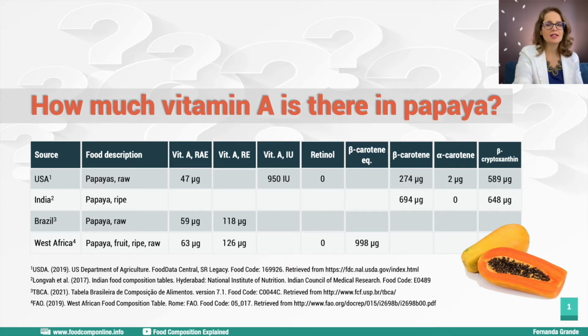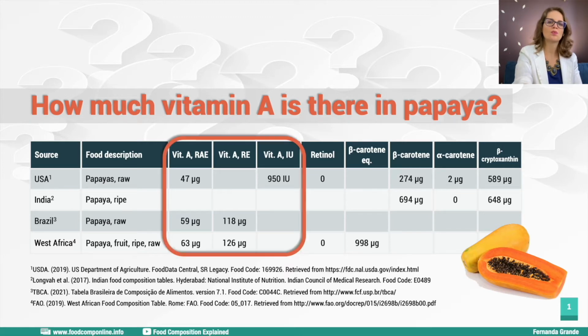We can see that the type of data varies a lot among the different food composition tables. Most food composition tables present at least 2 different definitions for vitamin A, as we can see in the highlighted columns. The exception is the food composition table from India, which brings all the carotenoids that contribute to the total vitamin A in papaya, but does not bring any value for the total vitamin A content in this food.